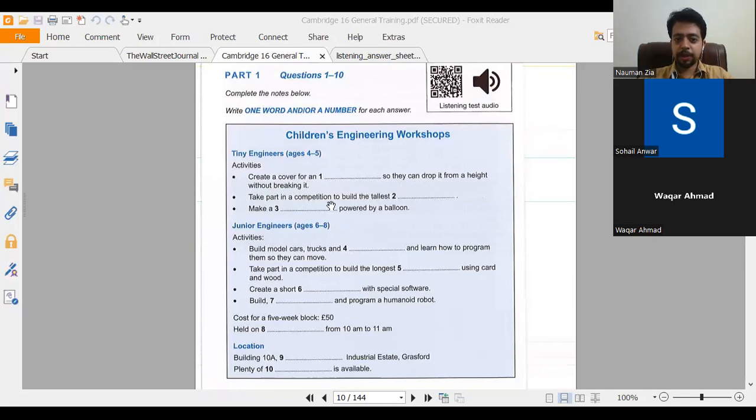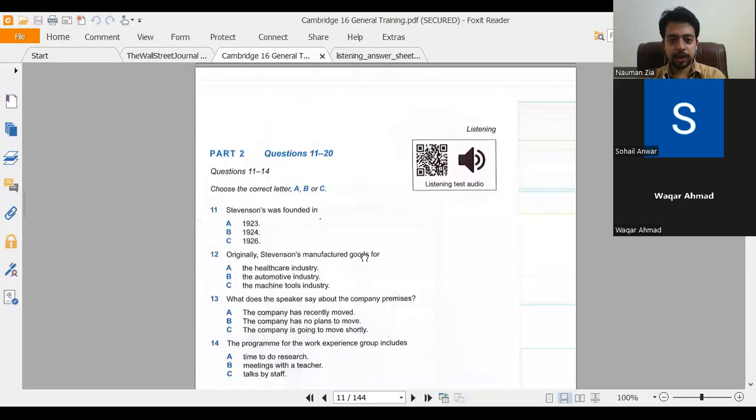Take part in a competition to build the tallest what? Now this is your second question, okay? Take part in a competition to build the tallest what? Now they will tell you in the recording and you will write the answer. Okay. Now the next thing, next question types, part two.